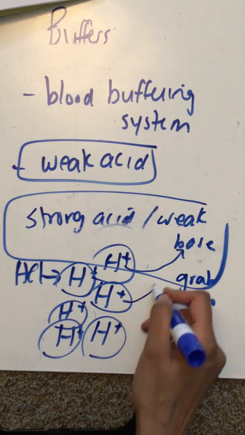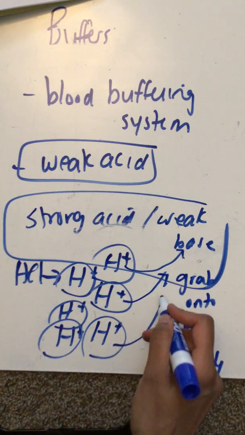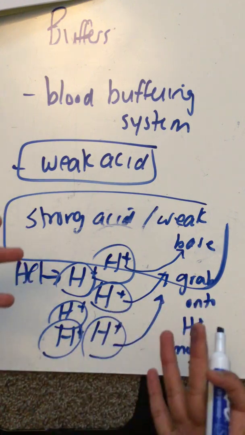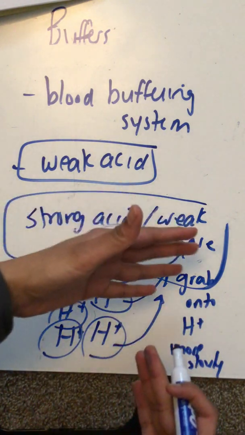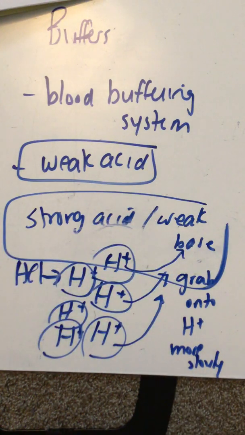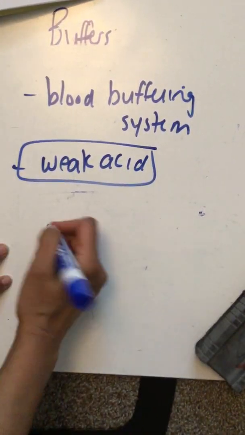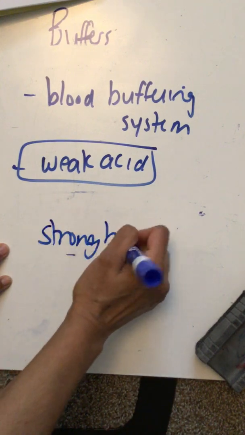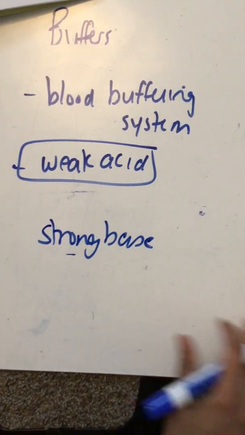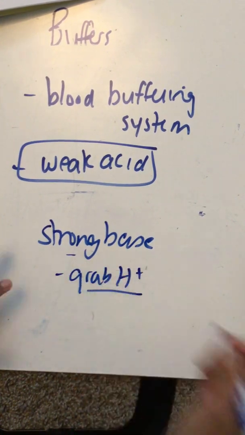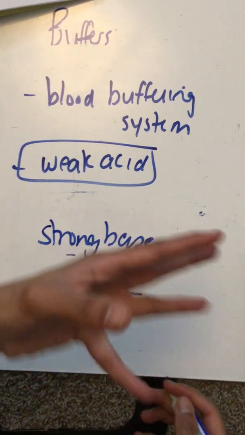So here we go, one at a time. It's grabbing hold of these H positives. And so you're going to get way less of a reaction occurring when you neutralize a strong acid with a weak base. And the same thing happens when you have a strong base. What do strong bases do? If you spill a strong base, these tend to grab H positive, right? They just grab onto it a lot.